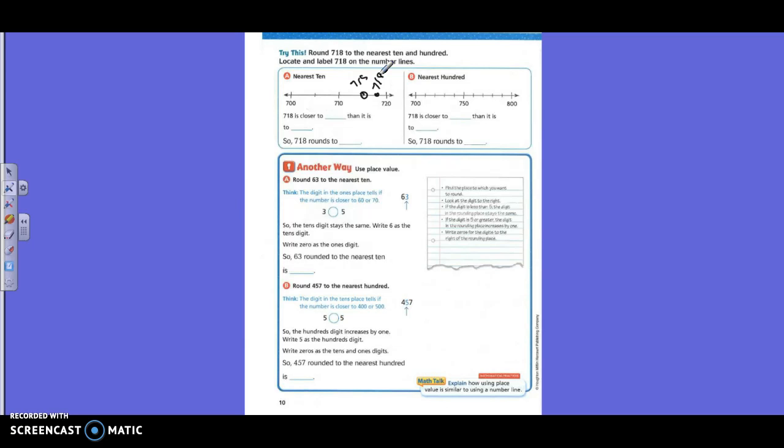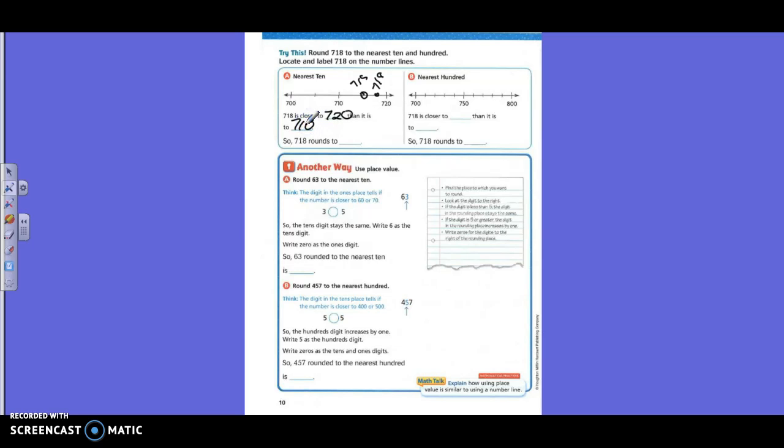718 is closest to what 10 number? Is it closer to 710 or 720? 720. Please don't shout out. Please raise your hand. Aubrey? 720. And it's closer to 720 than it is to, Eli? 710.